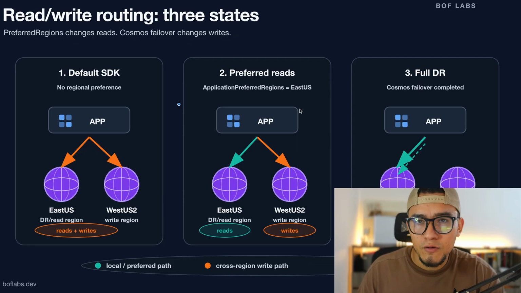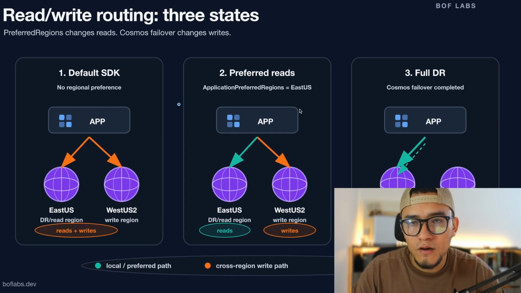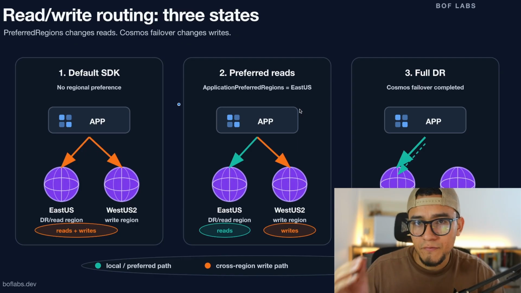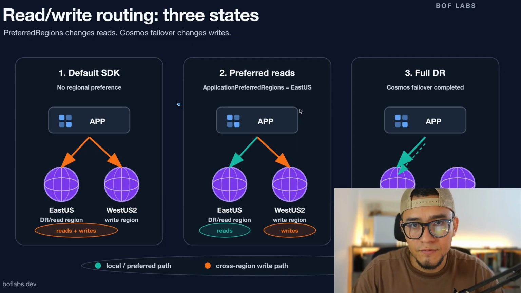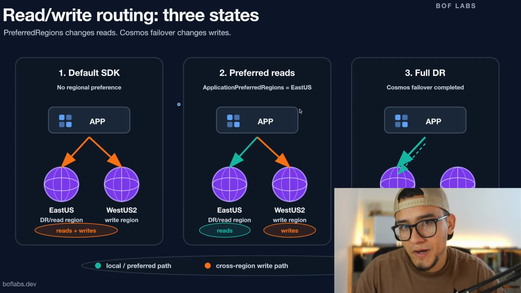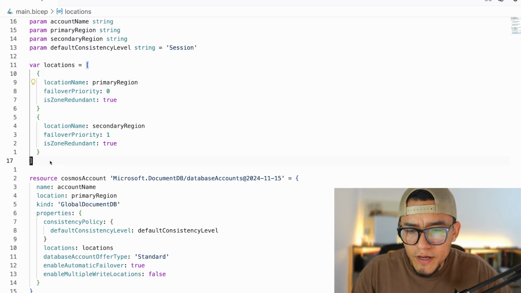When the original write region comes back online after a forced failover or a service managed failover, it does not automatically become the write region. It comes as a read region. You have to manually promote it back as the write region. Now let's build the Cosmos DB configuration using Bicep.